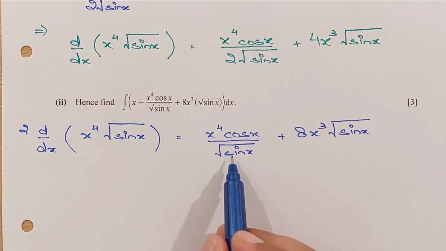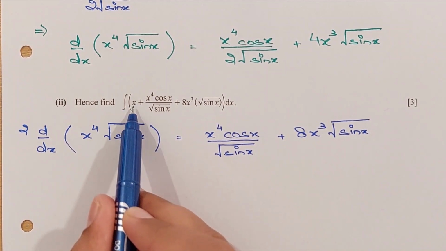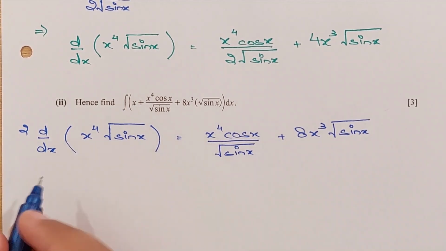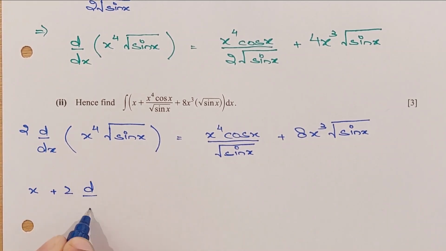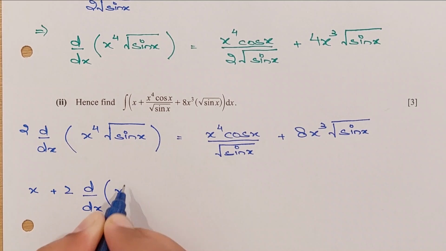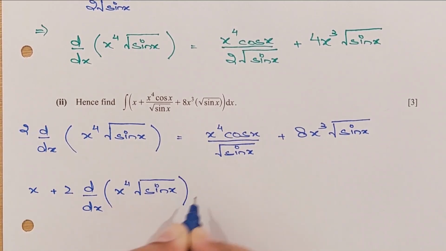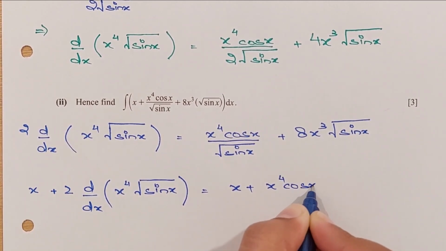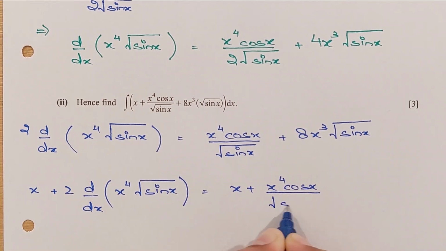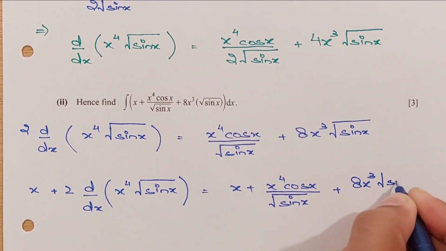Now as you can see on the right side, we have the two terms of this integral, but we don't have x, so we have to add x on both sides as well. So we can say x plus 2 d by dx of x power 4 square root of sine x is equal to x plus x power 4 cos x divided by square root of sine x plus 8x cube square root of sine x.